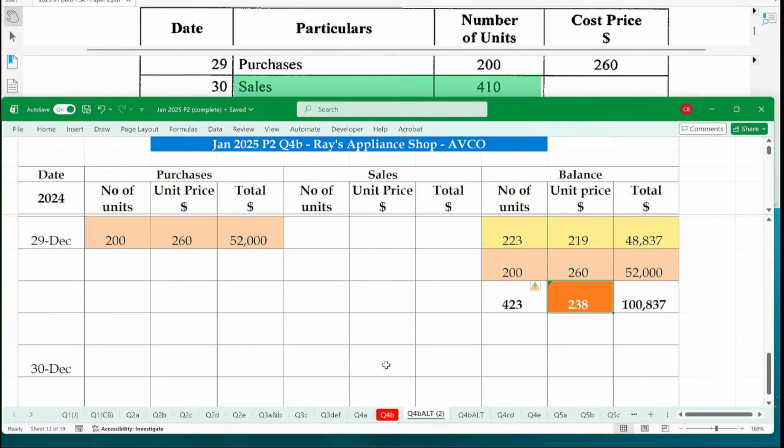All right, so fill in the sale and then update the balance. And we'll go from there.